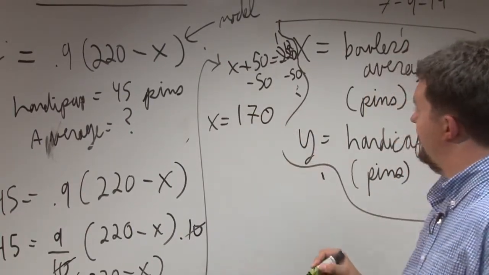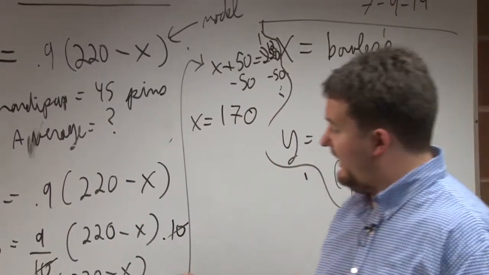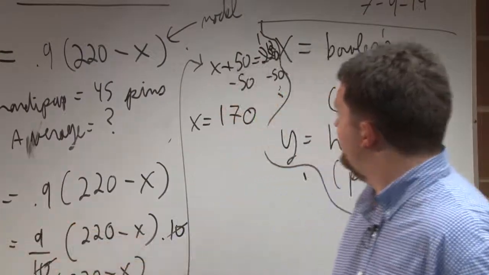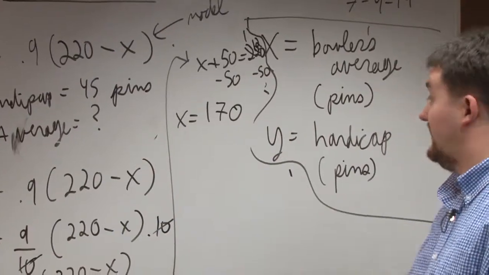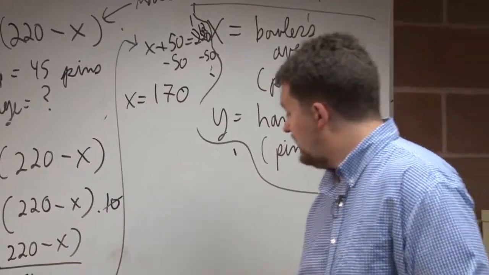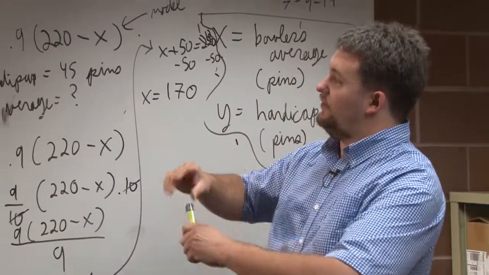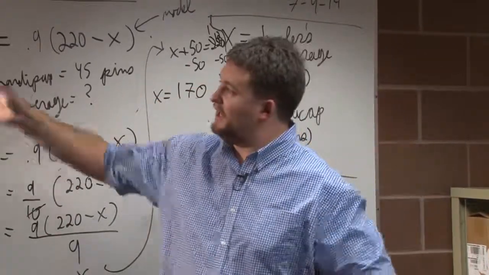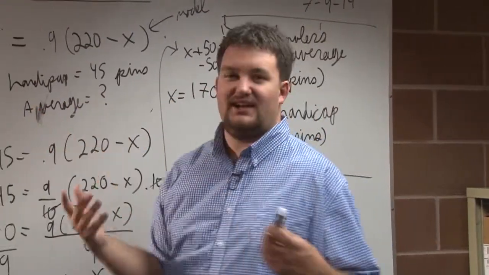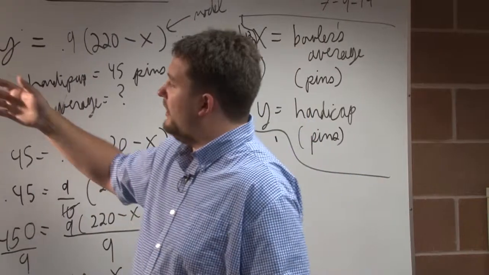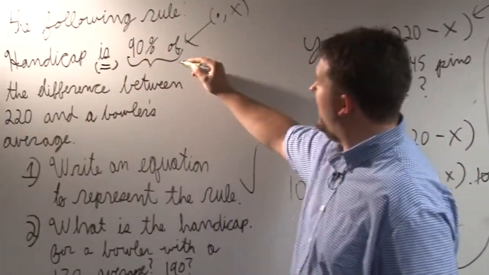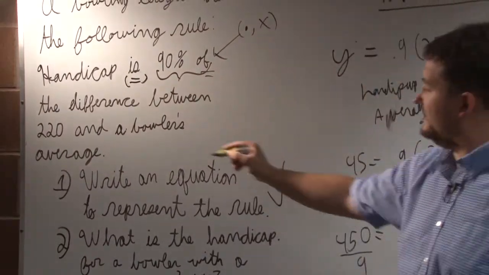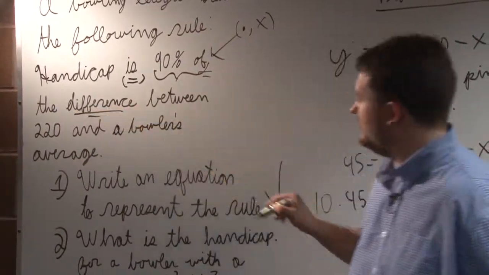And the 1 carries down, which means if a bowler has a handicap of 45 pins, that means their average is about 170. Exactly 170 in this case. But the idea, once again, is to first start at the very beginning. Read the problem once. Just kind of get an idea of the context that you're in. Then read it again and start looking for those key words. Handicap is. Of is another one of those words. Difference is another one of those words.